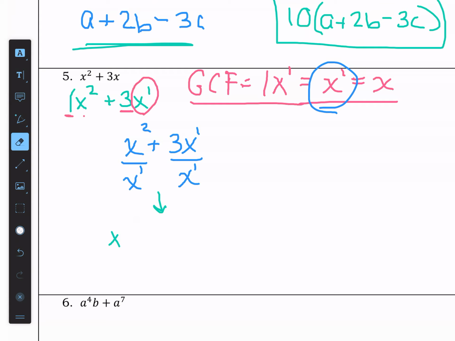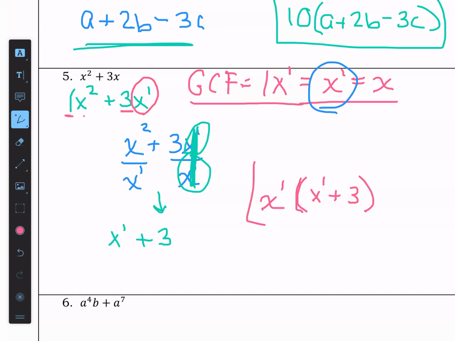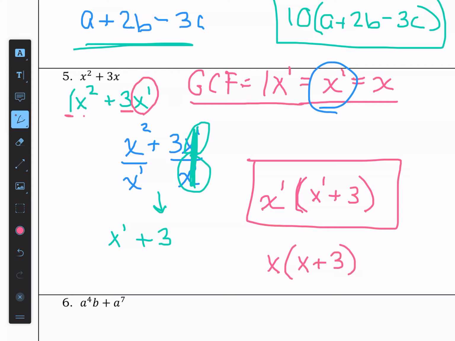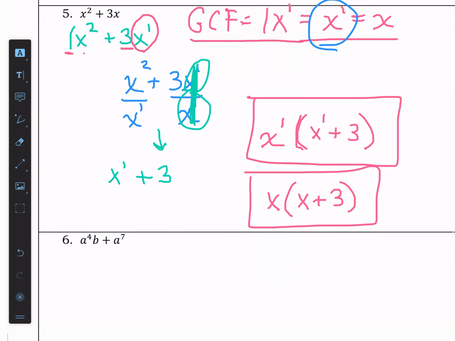So x to the first, plus, now for the second one, you have x to the first over x to the first. So when you're dividing, since they're the exact same thing, they just cancel out. So you're left with x to the first plus 3. And now to write our final answer, we put our GCF on the outside, so x to the first, and then in parentheses, x to the first plus 3. If you wrote it like this, that is also a correct way of writing it.